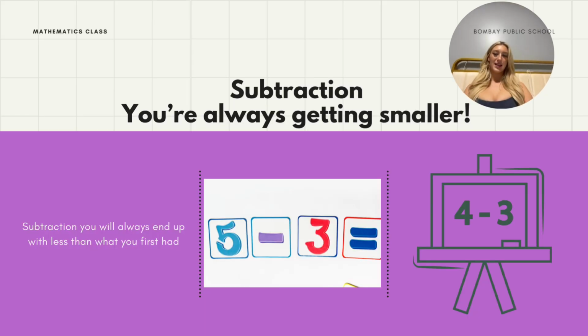Subtraction, you're always getting smaller. Subtraction, you will always end up with less than what you first had. With the diagrams on your right, you'll see 5 minus 3. So you have 5 to begin with, and you're taking away 3, which means you're left with 2. And then you also have 4 minus 3, so you start with 4, taking away 3, and you're left with 1.